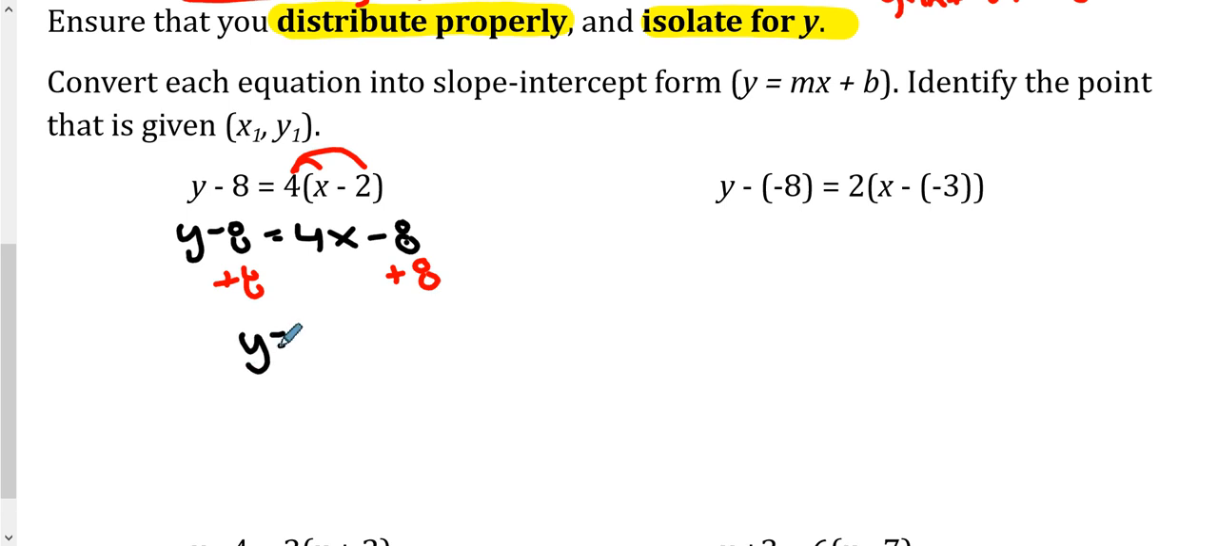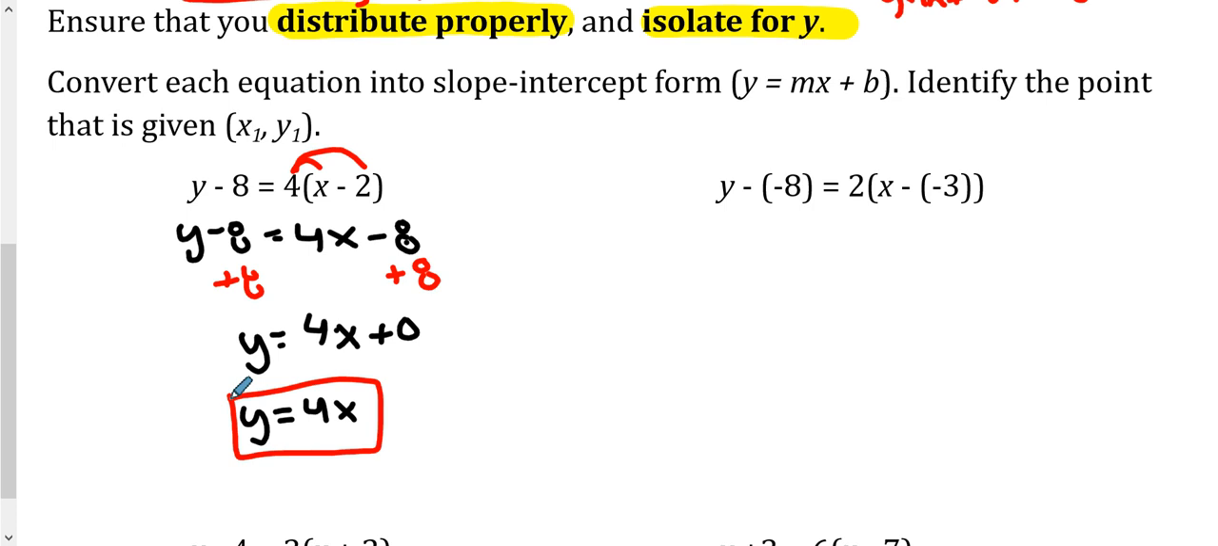My goal leaves me with just a y on the left side. Right? That's what I wanted. On the right side, I had a -8. I gained 8. I'm actually at a nice total of 0. So I can write that as a 4x plus 0, or, oops, I can write that. That's just a y equals 4x.